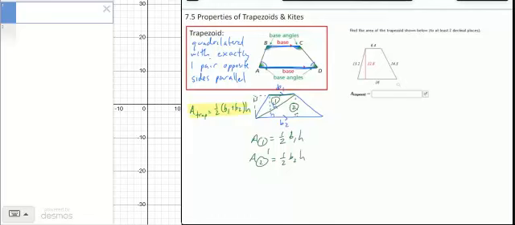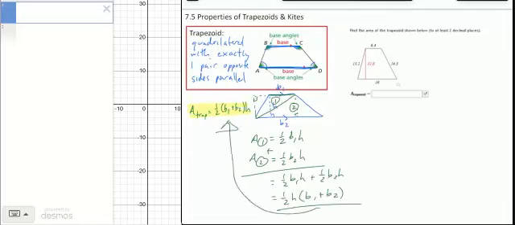So think about what you're doing here. If you add these two triangles together, you get 1/2 B1 h plus 1/2 B2 h. If we remove our common factors of 1/2 and h, we're left with B1 plus B2. And notice here is our formula. We just reorder and put the bases in front: 1/2 times the sum of the bases times the height is your area formula, or you could break it into two triangles and add their areas independently.